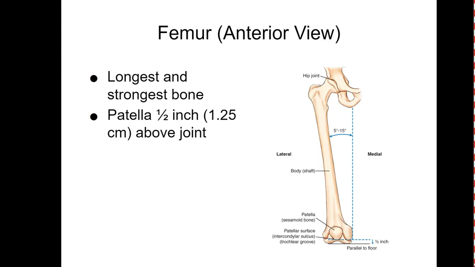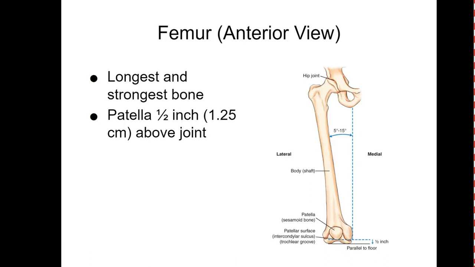The most distal part of the patella is superior or proximal or above the actual knee joint by about 1/2 inch when the lower leg is fully extended. So when there's no bend in the knee, the patella naturally sits about 1/2 inch above the knee joint. It's important for us to understand that relationship of the patella to the knee joint because it comes in handy when we're positioning the knee.